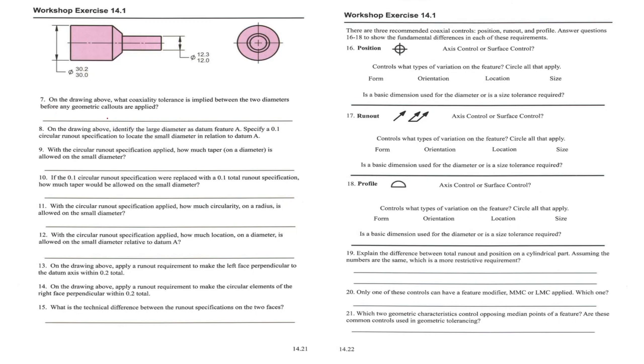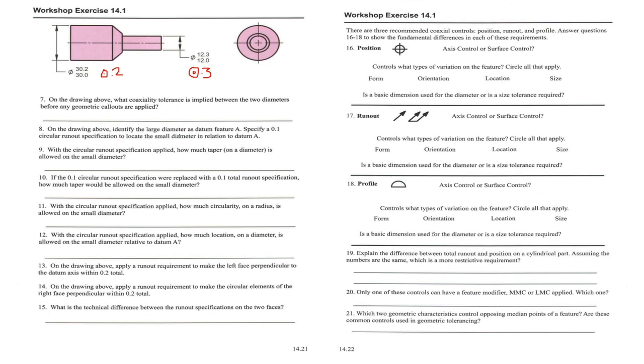Then here in this exercise, what is the coaxiality tolerance implied between these two diameters before any geometric callout? So this minus this side, the concentricity will be 0.3, and this side is 0.2. Mostly we see this concentricity tolerance in pipes or in bearing engineering drawings.